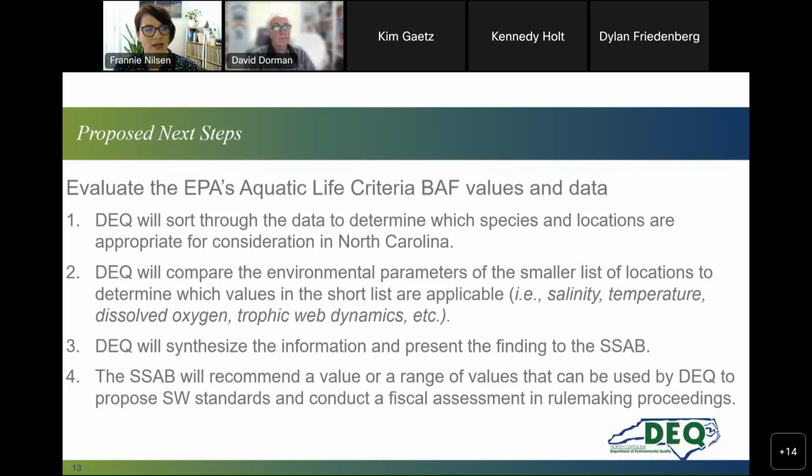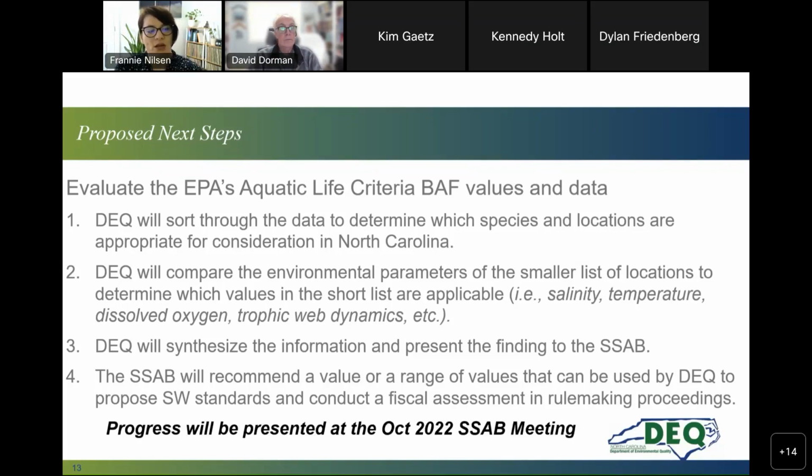And then finally, DEQ will synthesize all of this information and we will present it to the Science Advisory Board. And then the Science Advisory Board will help us come to a recommendation of a value or a range of values that we can use to propose surface water standards and conduct this big fiscal assessment that we need to move forward in the other rulemaking processes or proceedings. And all of this progress we will present at the October meeting.